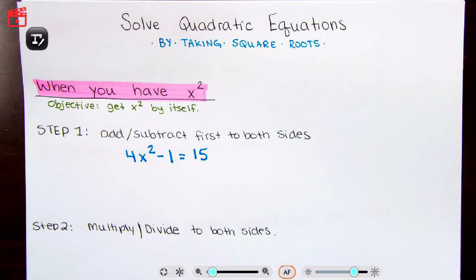In today's video, we are talking about solving quadratic equations, but this time we are talking about quadratic equations that require you to take the square root. So there's going to be two types of questions that you're going to see. The first one we're going to deal with is the one with x squared.